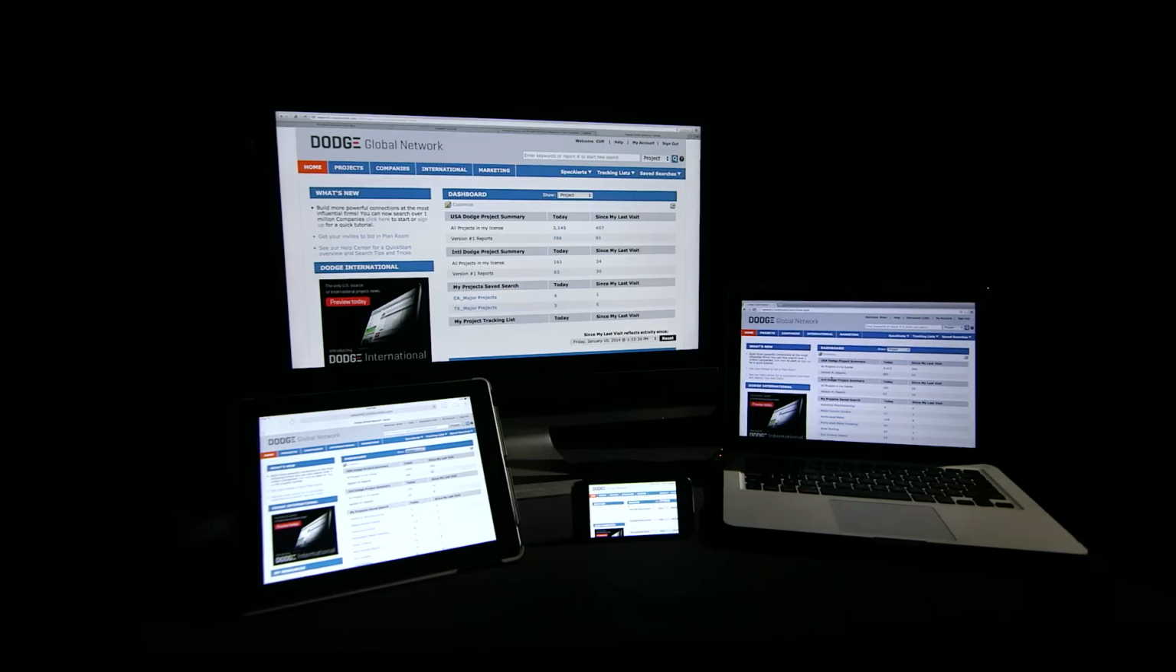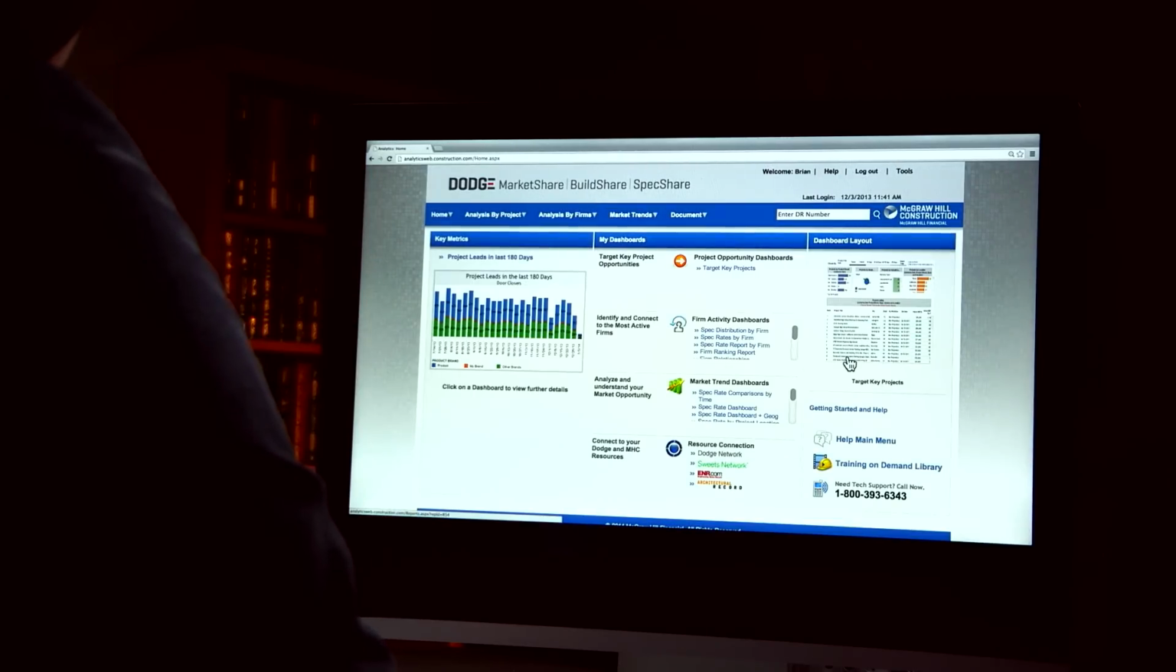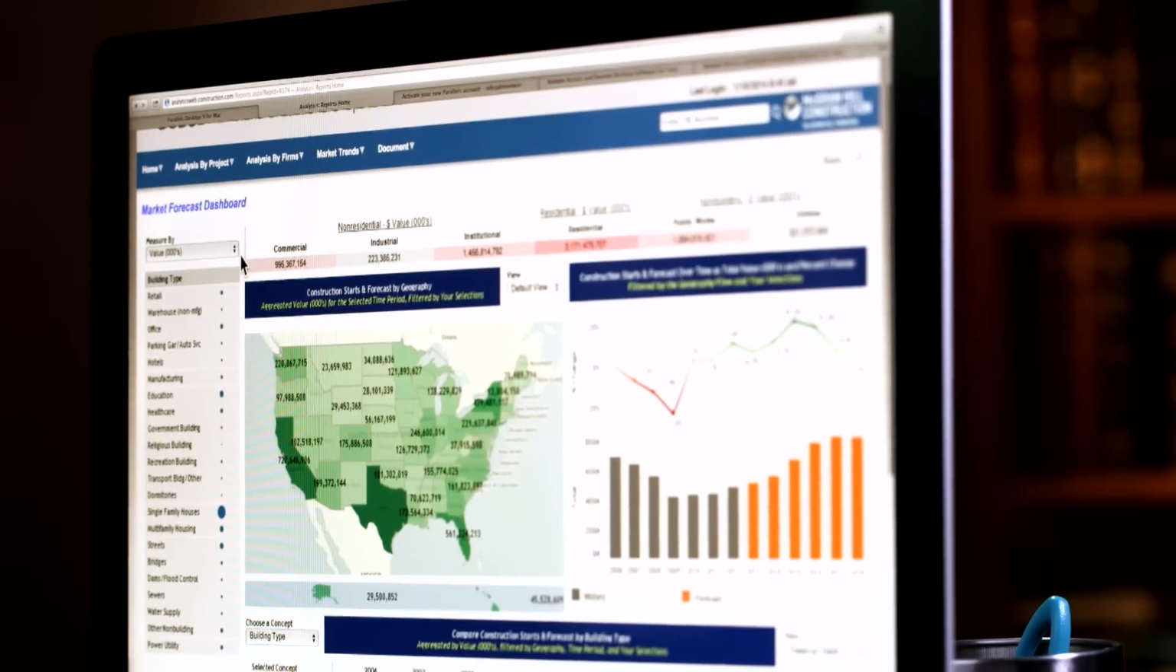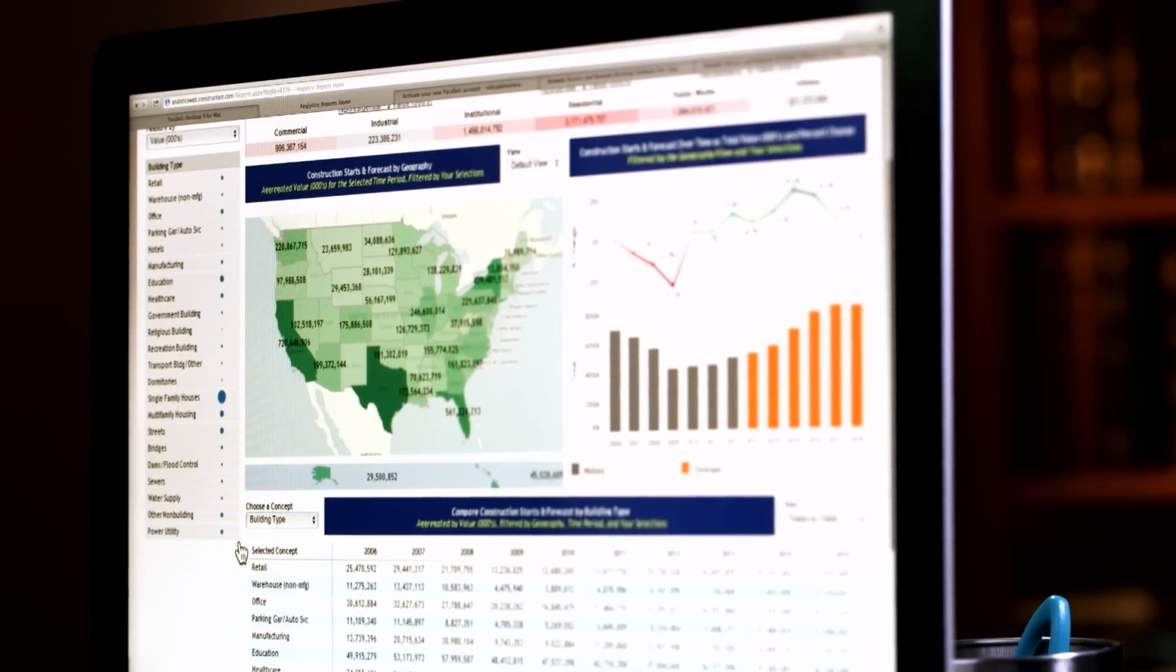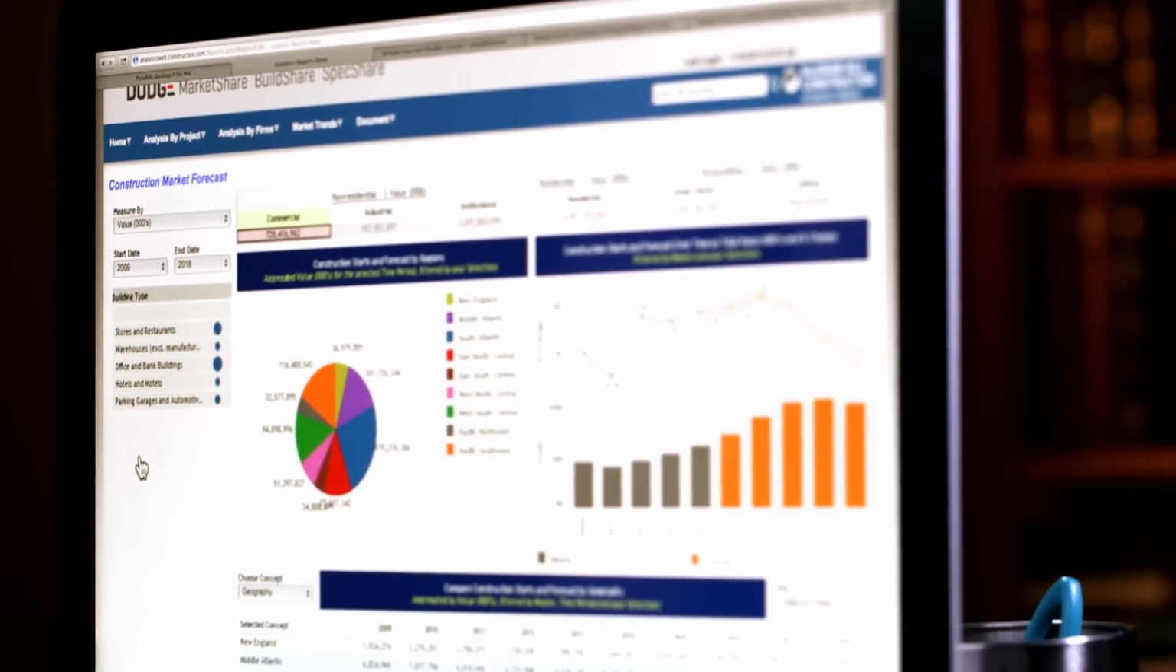The first thing you want to do is size your market opportunity. With the new Dodge Global Network, in the integration of business intelligence dashboards like market share, you're now able to measure market opportunity and forecast like never before. By analyzing the McGraw-Hill proprietary construction starts time series and leveraging our quarterly five-year forecast, you're able to evaluate historical construction trends that are meaningful to your business.